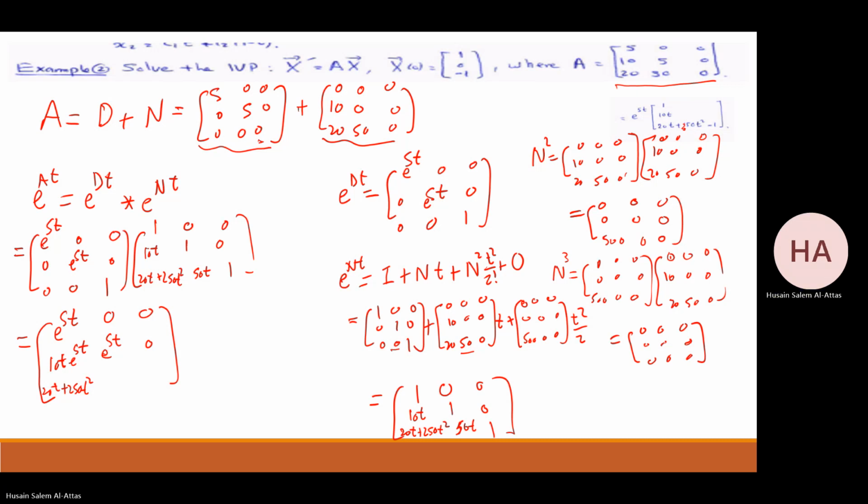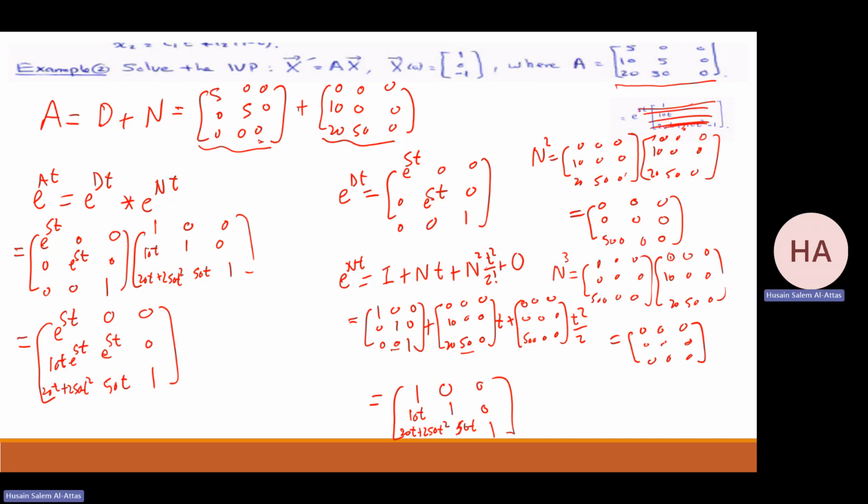Okay. That element is 0, not 5. Then this times that will be 50t, and the last one will be 1. I cannot take anything as a common factor. That would be my answer, which is not this.